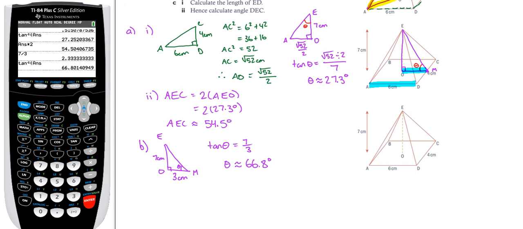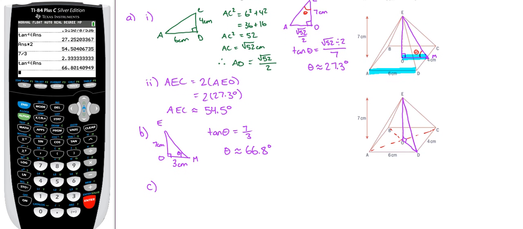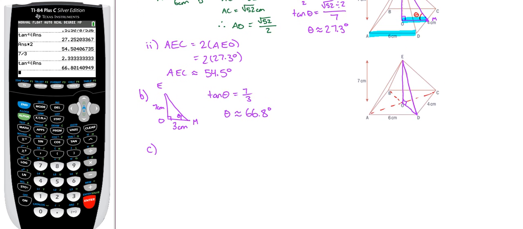Now we're just on to the last part, which is part C. So part C is looking for the length of ED. So ED goes down there, we come down to EO, and we come back across to D with a right angled triangle. And the nice thing is OD is actually going to be the same as AO, because if you think about coming across this diagonal, which is AC, which we found in part A, the two diagonals are going to be the same. So OD is also going to be root 52 over 2, which is the same as AO.